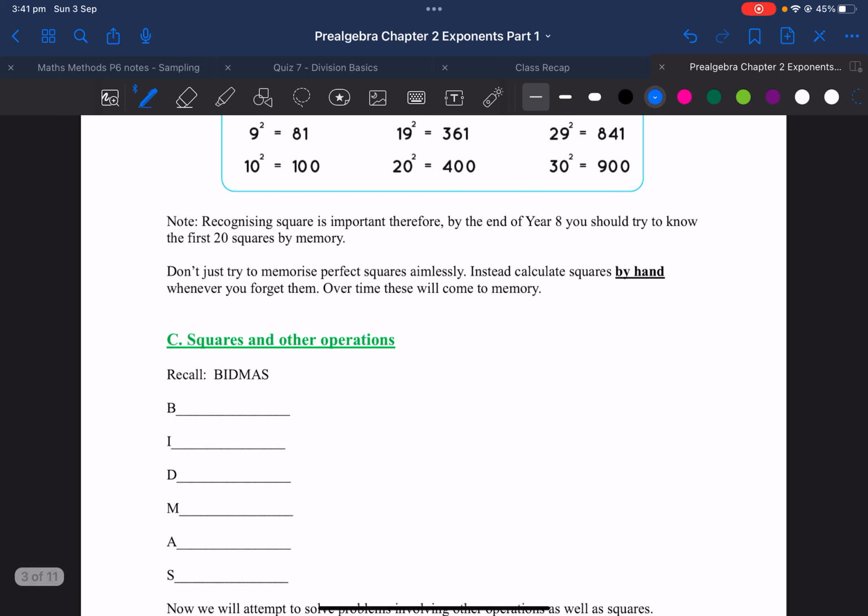Okay, now we'll go to the next section of questions, which is when you combine squares with other operations like multiplying, adding, subtracting, stuff like that. When you do that, you have to follow the BIDMAS rule. Is it BODMAS you guys use? Whichever one it is, it's the same thing at the end of the day: brackets, indices, division, multiplication, addition, subtraction.